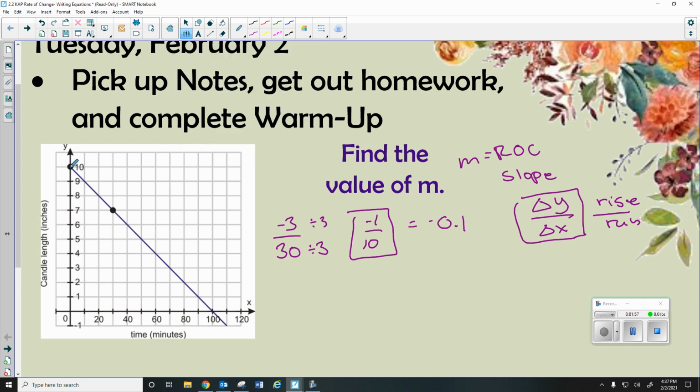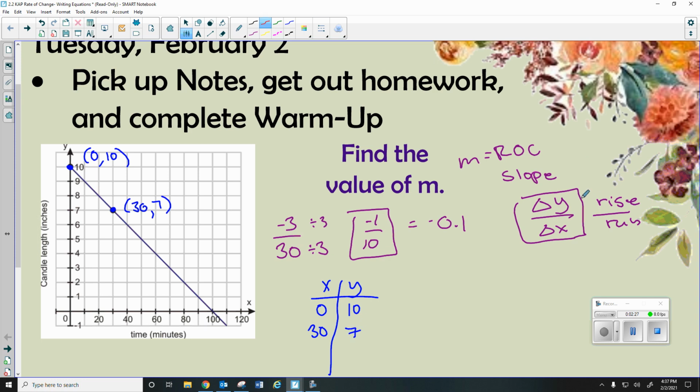I like to find the points on here. So the ordered pair for this first one, I didn't move left or right, so that's going to be 0. I moved up to 10. This other one, I moved over 30 and up 7. I personally really like making charts. So X and Y, and then I put my ordered pairs in there. So that first one would be 0, 10, and then 30, 7.